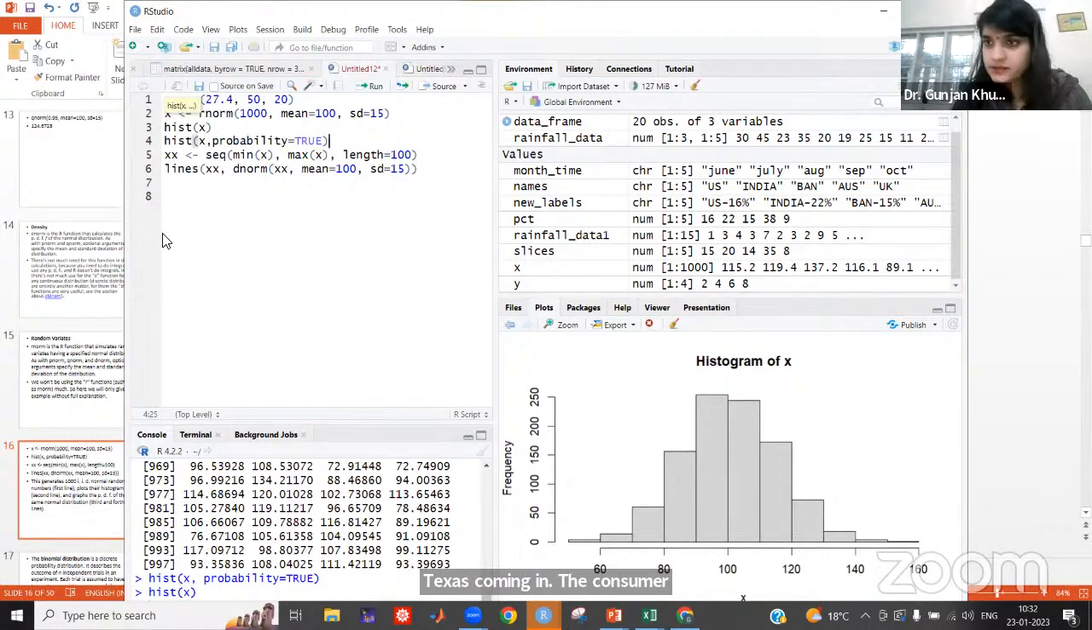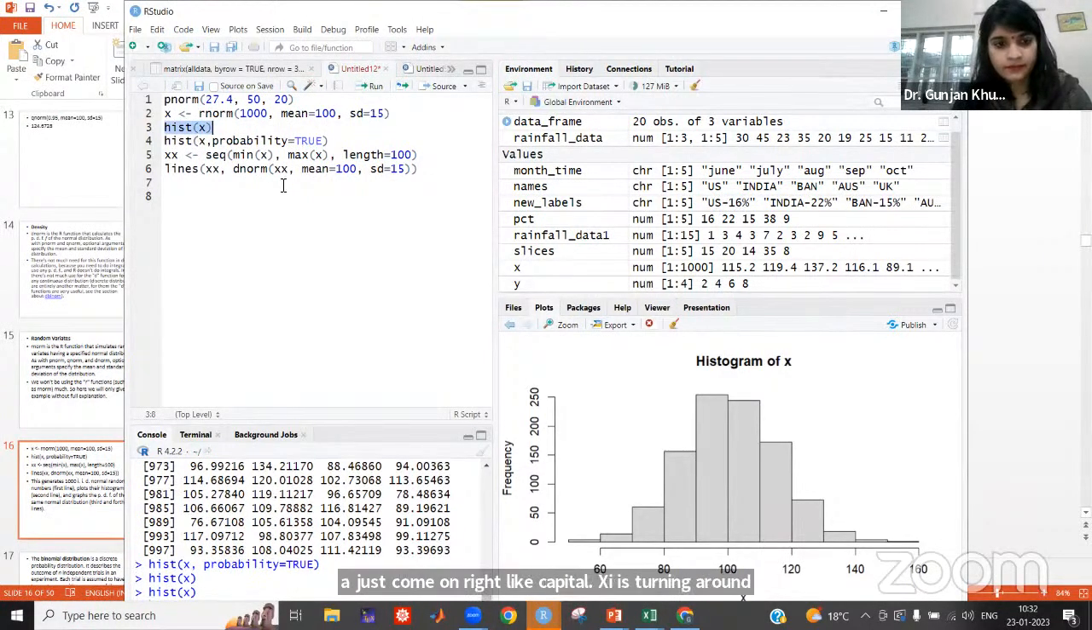x you are getting as the random numbers. Yeah, I'm getting all the 1000 numbers. Are you writing this command with capital HIST? No, HIST, all small. Okay, and nothing is appearing in the plot section. Yeah, I got a histogram. Sorry, that's what I was thinking. I got it. Yes, sorry.